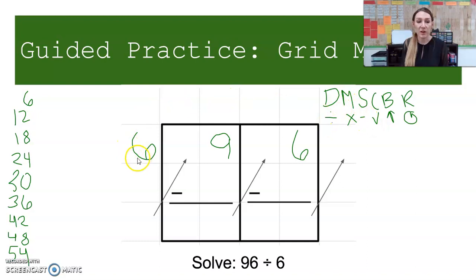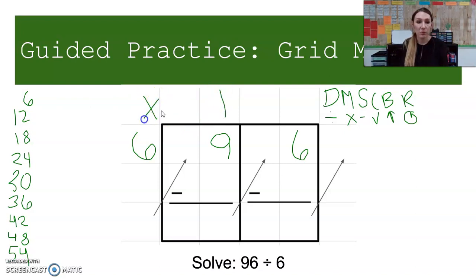I'm going to see how many times I can divide 6 into 9. So I'm going to look at my multiples. And I'm going to try and get as close to 9 as I can without going over. So I can go in at least one time. But if I go 2 times, I go to 12, which is greater than 9. So I can't go in 2 times. So I'm going to put a 1 above the 9.